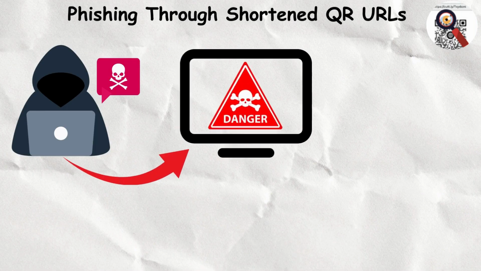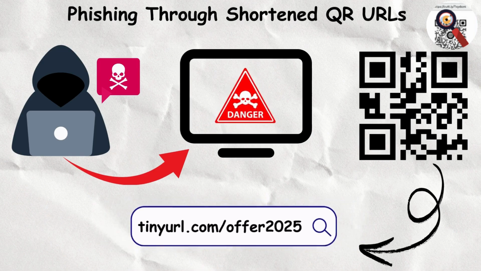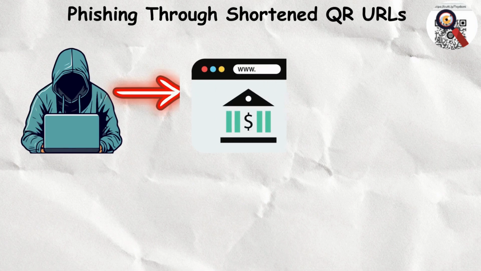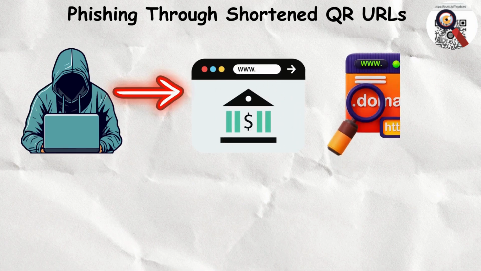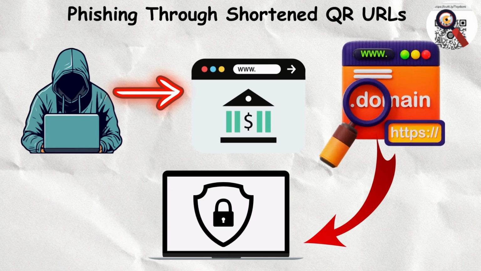For example, a QR code might point to tinyurl.com/offer2025, but that could actually lead to a phishing site pretending to be your bank. Since the original domain is hidden, it's much harder to judge the safety before visiting.